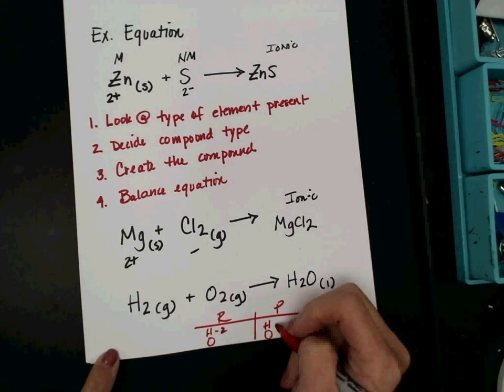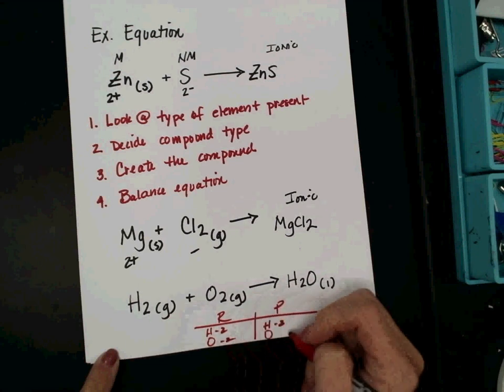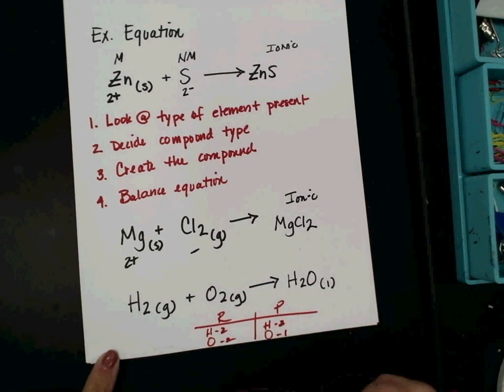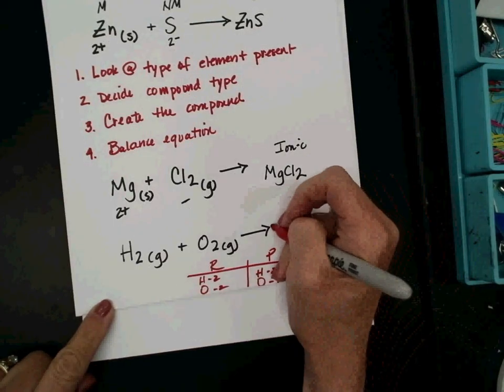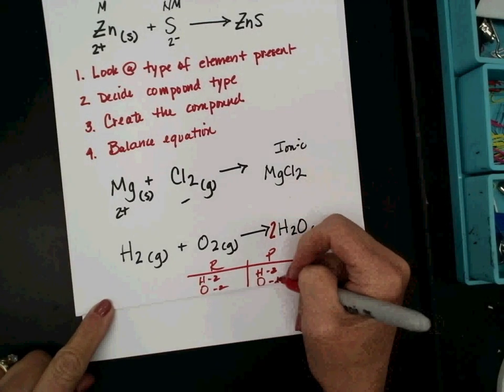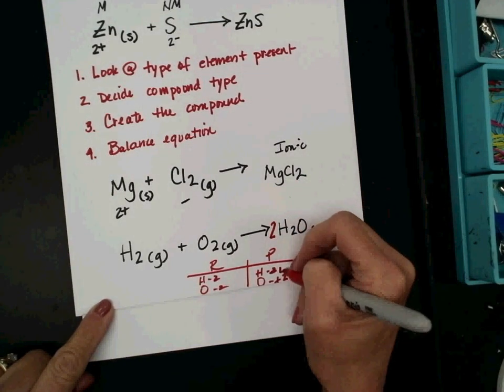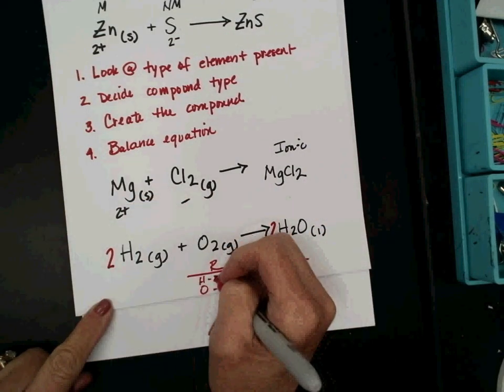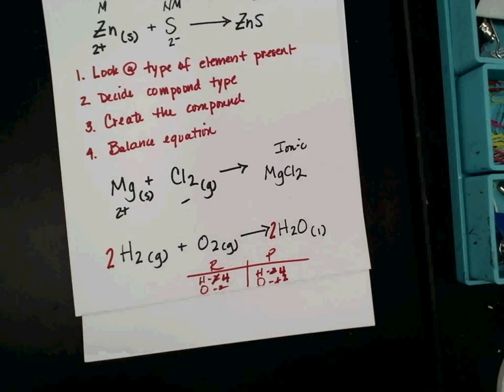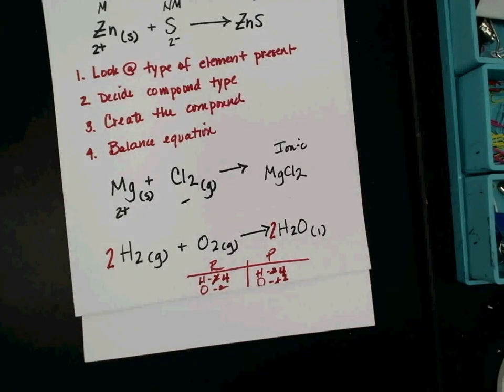So I have 2 here, I have 2 oxygen over here, and over here I only have 1 oxygen. So I have to put a 2 out here to get it to a 2, which makes that a 2, but my H becomes a 4. So I have to come over here and put a 2 in front to make that a 4.